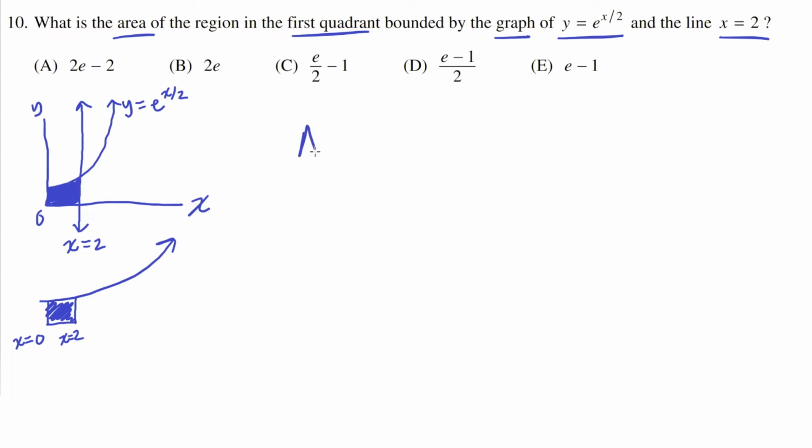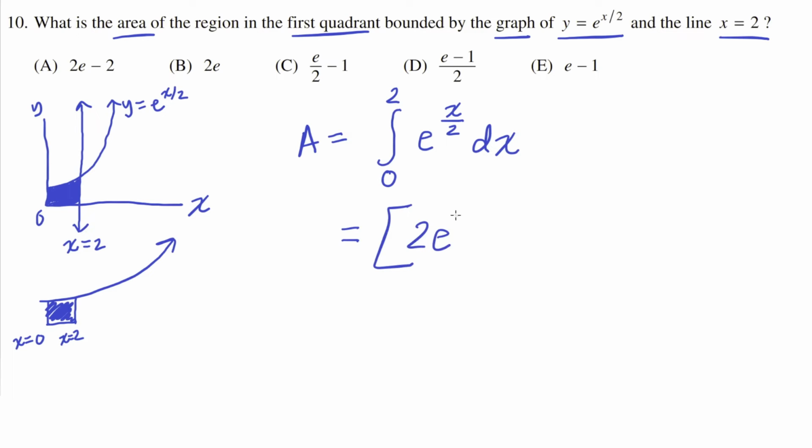So the area is equal to the integral from an x value of 0 to an x value of 2 of e to the x over 2 dx. Okay, so we can take the integral of e to the x over 2 by finding the antiderivative, meaning what would we take the derivative of to get e raised to the x over 2? And the answer is 2 e to the x over 2.